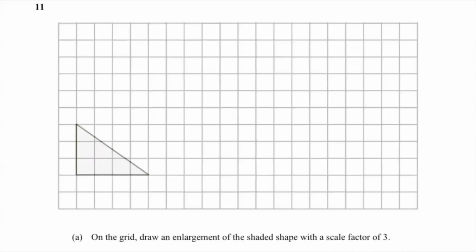Okay, so this question is asking us to draw an enlargement with a scale factor of 3. That means that all the edges are going to be 3 times bigger. So this has got 4. If I times that by 3, I'll get 12. So 12 will be the base of my new triangle. Do the same over here. I've got 3, times it by 3, and I've got 9. So I will have a height of 9.